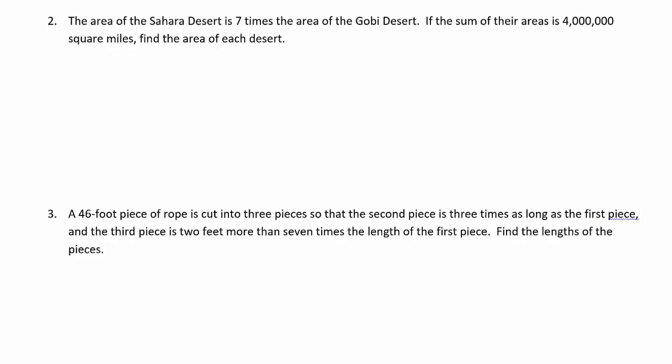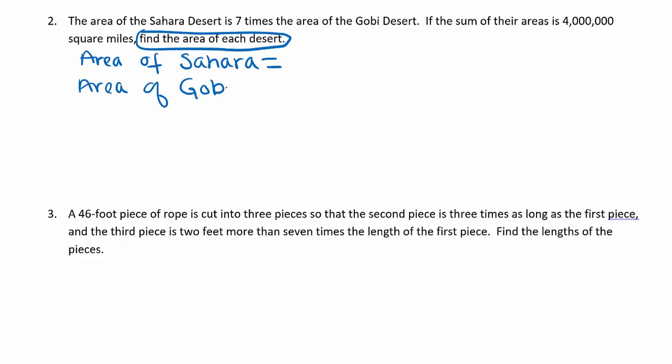Example 2. The area of the Sahara Desert is 7 times the area of the Gobi Desert. If the sum of their areas is 4 million square miles, find the area of each desert. So I have 2 unknowns in this problem. I want to find the area of the Sahara Desert and the area of the Gobi Desert. So now I'm going to read the problem again and see if I can assign variables to each of these. It says the Sahara is 7 times the Gobi Desert. So if I call the Gobi Desert x, the Sahara would have to be 7 times x.